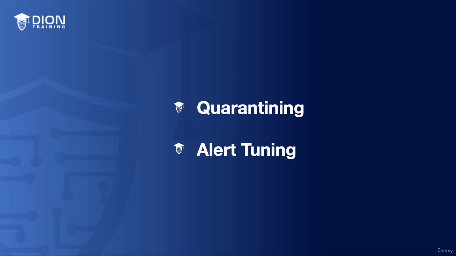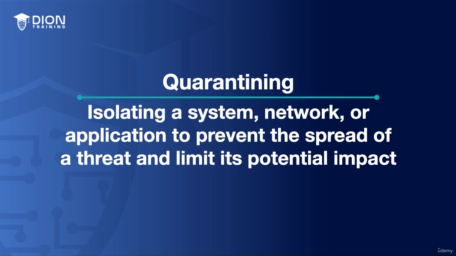Now, when your security analysts respond to a given alert, you may also find that they're going to use two other actions, known as quarantining or alert tuning. Now, a common remediation step might involve quarantining a system or file that's suspected to be malicious. Quarantining involves isolating a system, network, or application to prevent the spread of a threat and limit its potential impact.